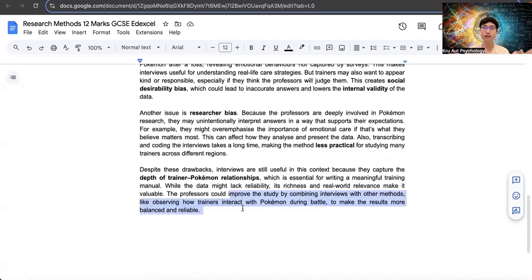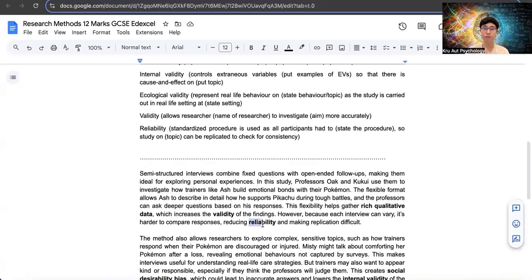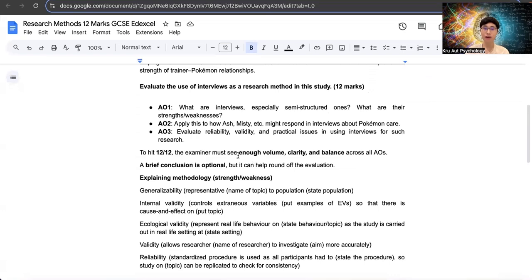Okay, and then this is something like a conclusion. You can have a mini conclusion at the end. Why can we have this? We already have AO3, both validity and reliability, at the beginning. So as I said, it's about covering enough of these assessment objectives throughout your essay to gain 12 marks out of 12. And that's my take for today.